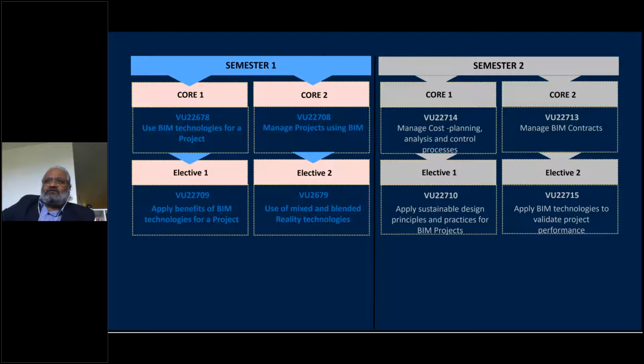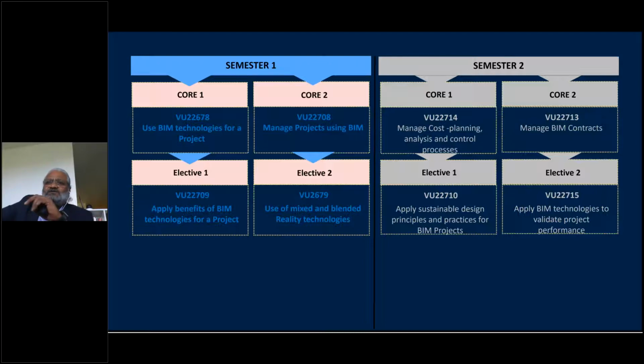There are 2 core units. One is about cost planning analysis and control processes. How do we manage cost planning? How do we control costs? And how do we mitigate risk and so on? It's about one of the core units. Another one is managing the BIM contracts itself. So what are the contracts? Well, how different a BIM contract is away from a conventional contract? What are the pitfalls? What are the risk elements we need to be aware of? And how do we make sure you don't end up in some kind of a legal issue and so on? So there are the 2 core units there.